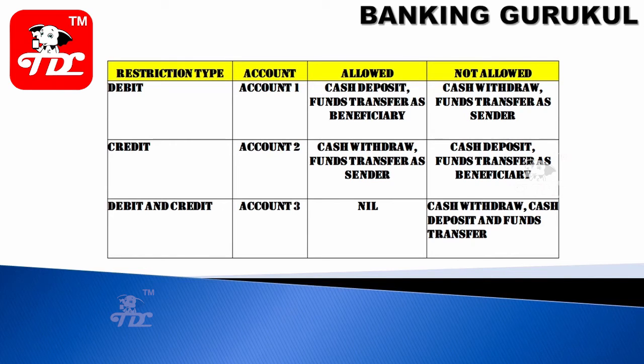Third is a debit and credit restriction on account number 3. Allowed is nil. You can't do any transaction. Cash withdrawal you can't do, cash deposit and fund transfer, whether you are a sender or beneficiary, you can't receive any fund transfer.